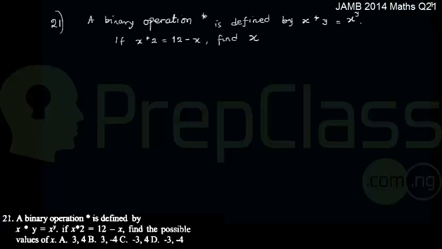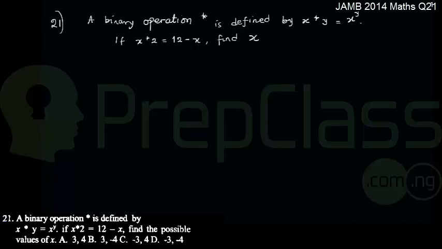Now currently on question 21. Question 21 says a binary operation asterisk is defined by x asterisk y, or x operation y, to be equal to x raised to the power of y. The question now says if x operation 2 is equal to 12 minus x, find x.